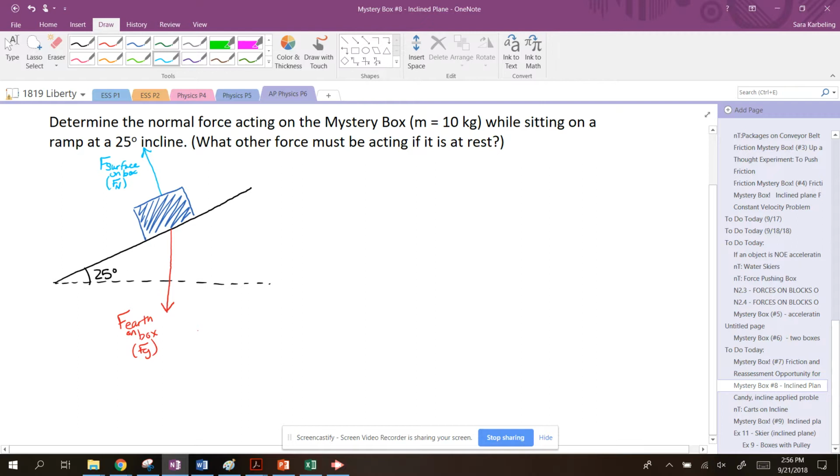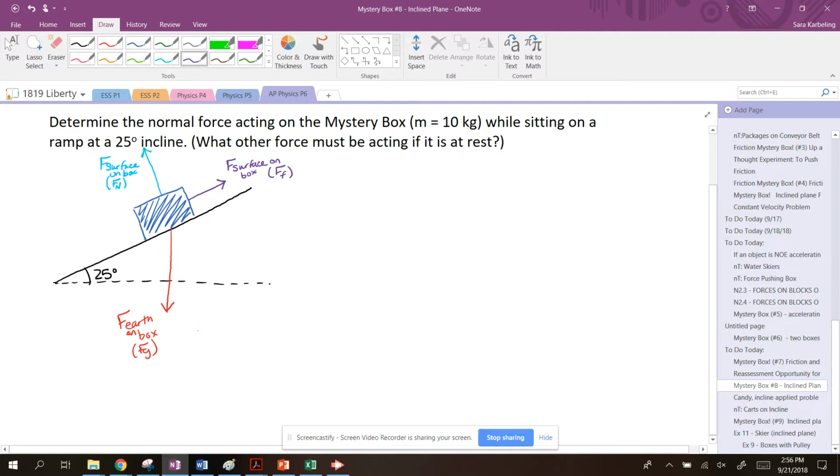Where is the friction acting? What direction? Parallel to the surface. And it always goes opposing motion, right? So that's going to be up or down the ramp? Up the ramp in this case. So let's go ahead and draw that. Up the ramp, the force of the surface on the box. That's my frictional force.